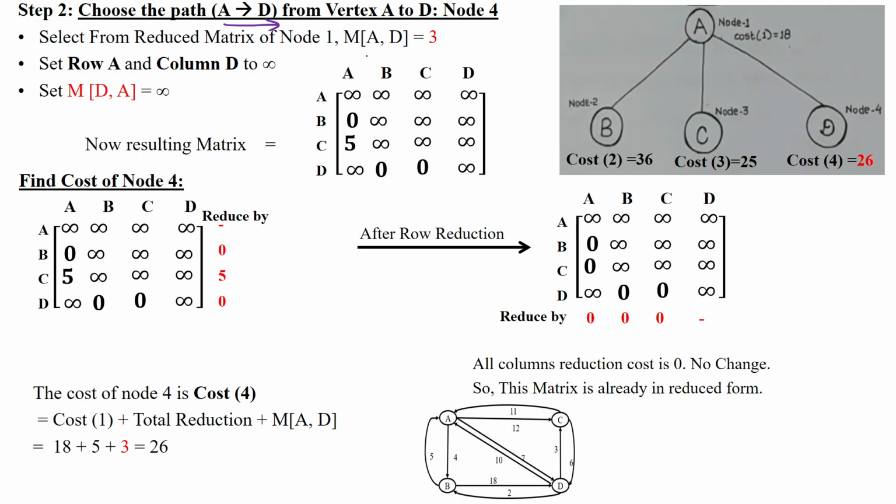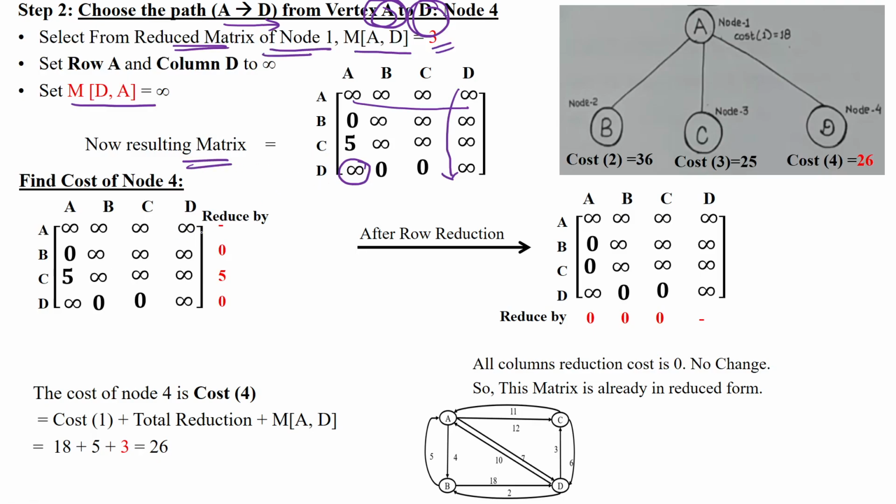So here, when you are going there, we have to select the M of A comma D value from the node 1 reduced cost matrix, right? Now M of A comma D is 3, and after that we have to make row A infinity and column D infinity. We made both changes. Then M of D comma A, this position is also made infinity. So this is the resulted matrix.